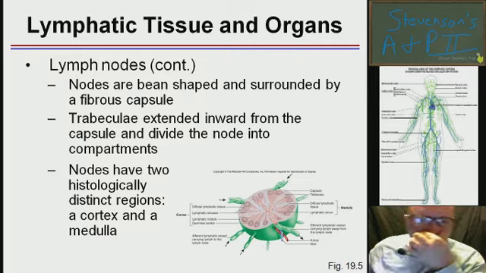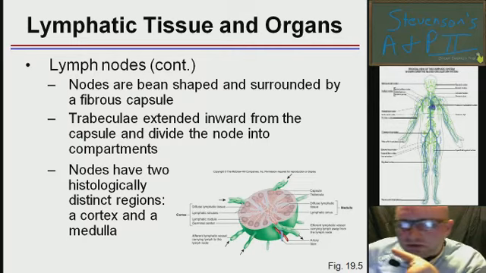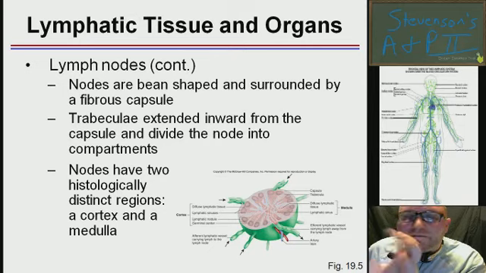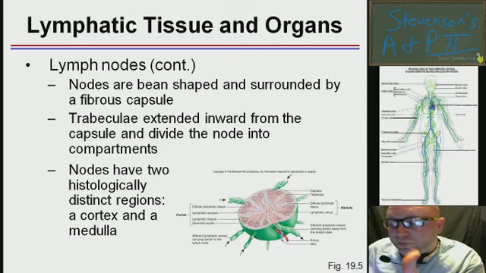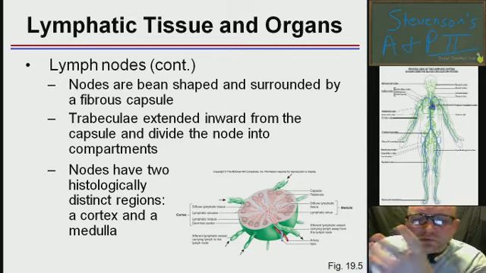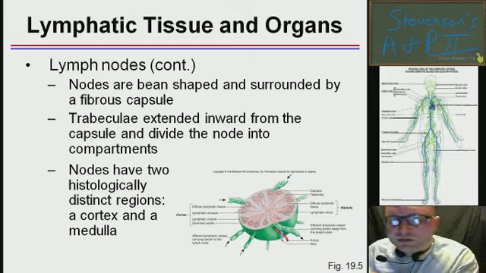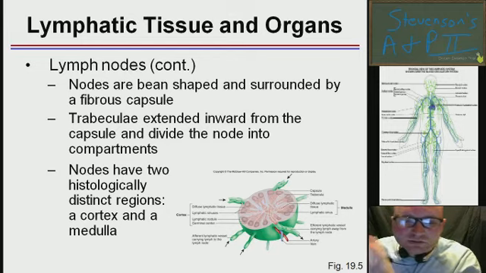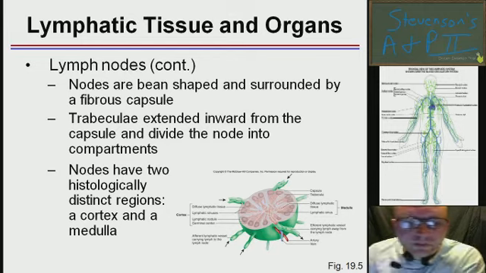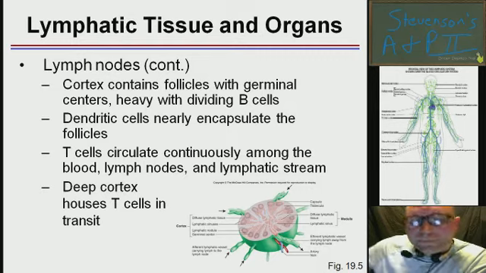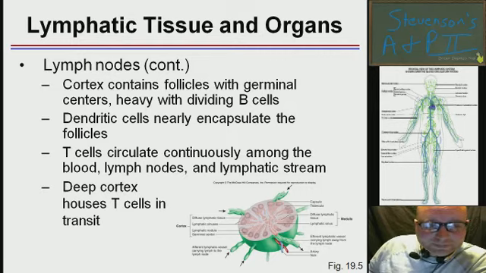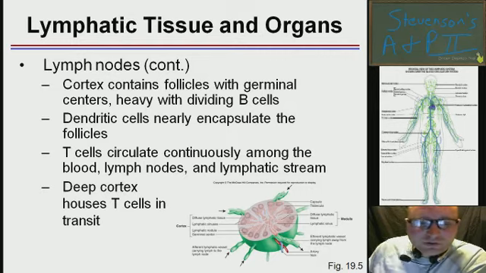Okay, lymph nodes. The nodes are bean-shaped and surrounded by a fibrous capsule, and the trabeculae extend inward from the capsule and divide the node into different compartments. And these nodes have two histologically distinct regions. There's a cortex and a medulla. You know that's going to get thrown around both ways. Those two regions, as I mentioned before, are going to be really important to learn the difference between later.